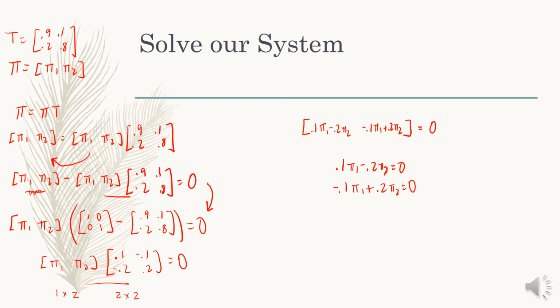Now, I don't know if you notice anything about these two equations, but they're the same equation. It's just that one has been multiplied by a negative. Because of that, we really only have one equation from this. The other equation that we're going to use is that, remember, pi 1 and pi 2 are probabilities, and probabilities have to add up to 1. So my other equation is pi 1 plus pi 2 has to equal 1.